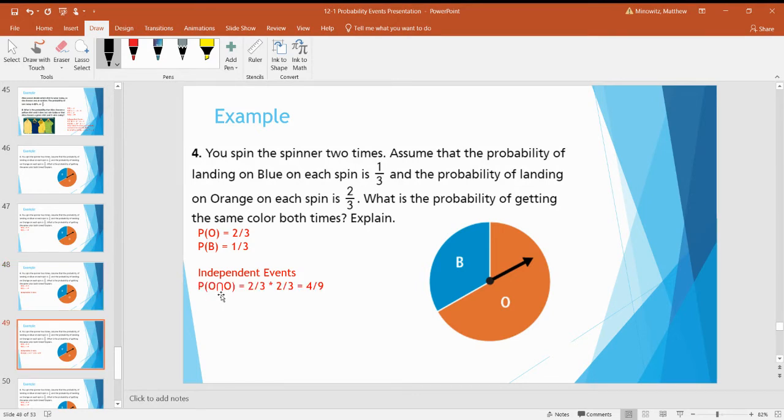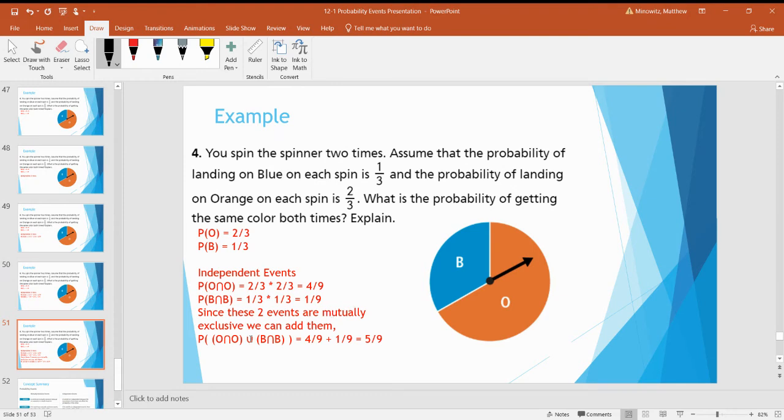And now I have one case where it says probability of getting the same color both times. So I can spin and get orange the first time and orange the second time. And since they're independent, I can multiply the probabilities to get 4/9. But it doesn't say which color I need. So I could also have blue and blue. And the probability of blue and blue is 1/3 each time, and you multiply them together and get 1/9. So now the probability of orange and orange, or blue and blue, we add them and we get 5/9.